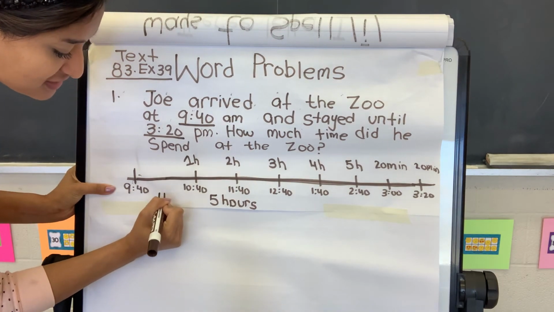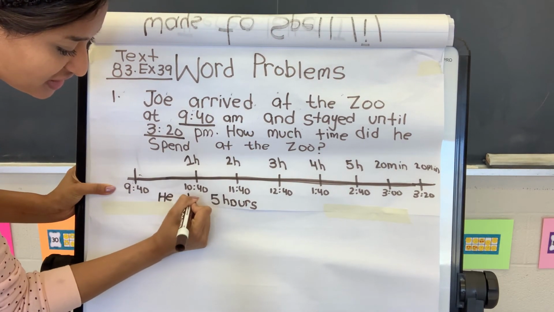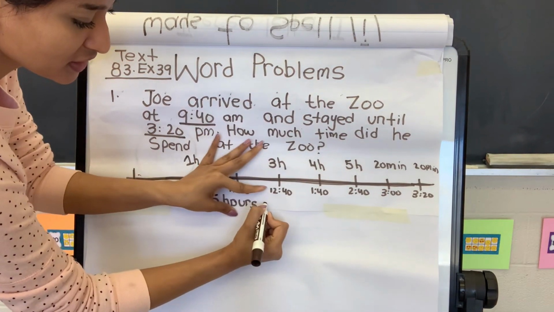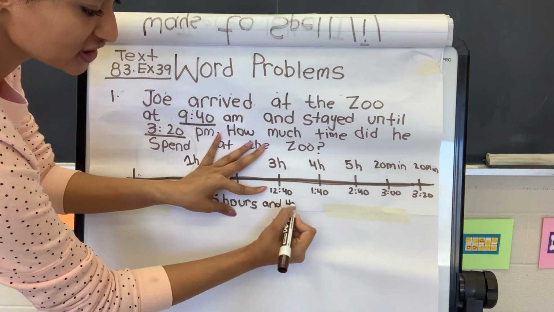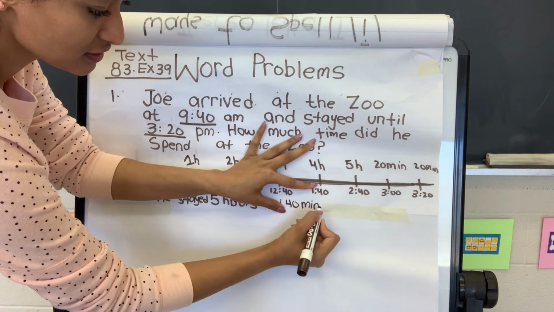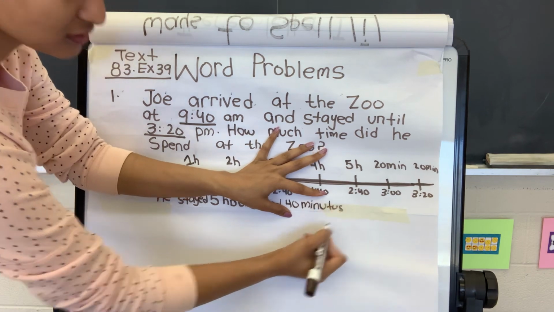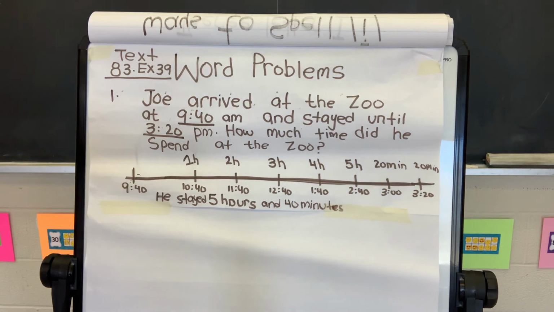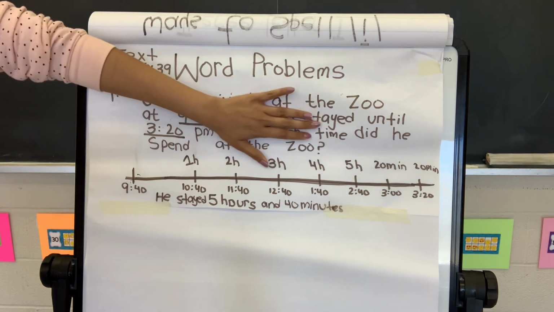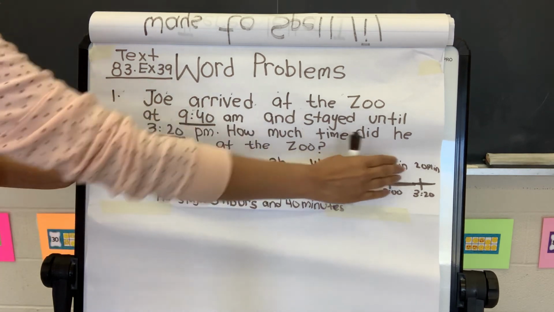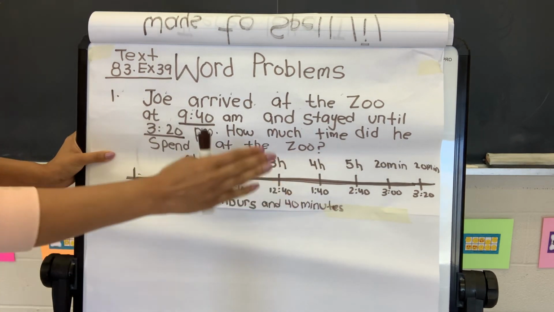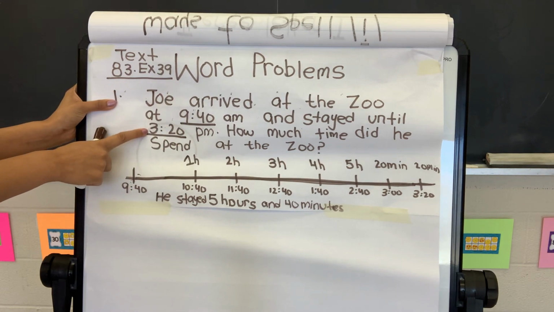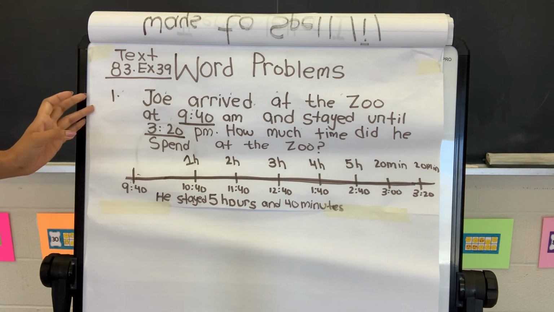So he stayed 5 hours. I'm going to write my sentence. He stayed 5 hours and 40 minutes. So that is one way of doing these word problems, where you can count up the hours, where you can divide up your hours, and you can count up from your starting time all the way to your ending time. Now let us look at another example.